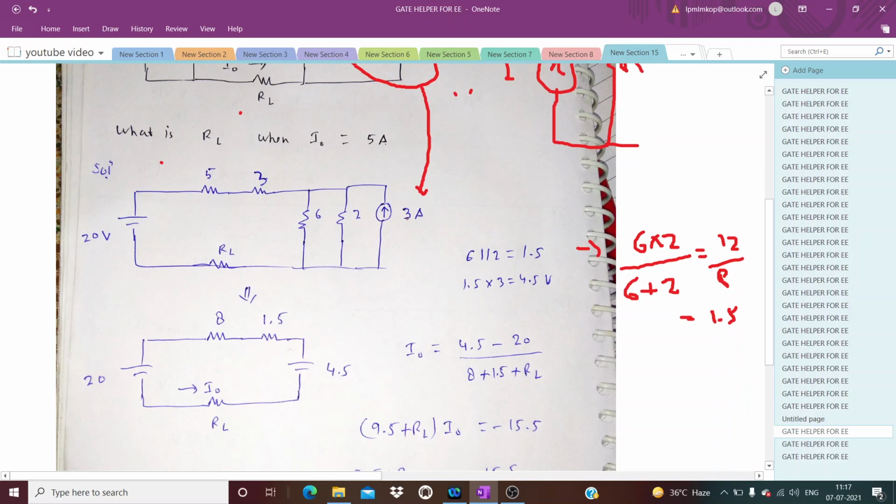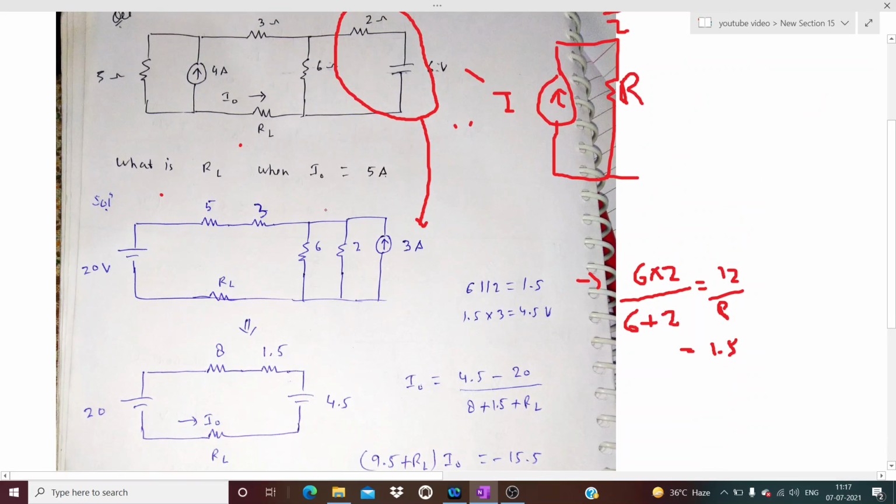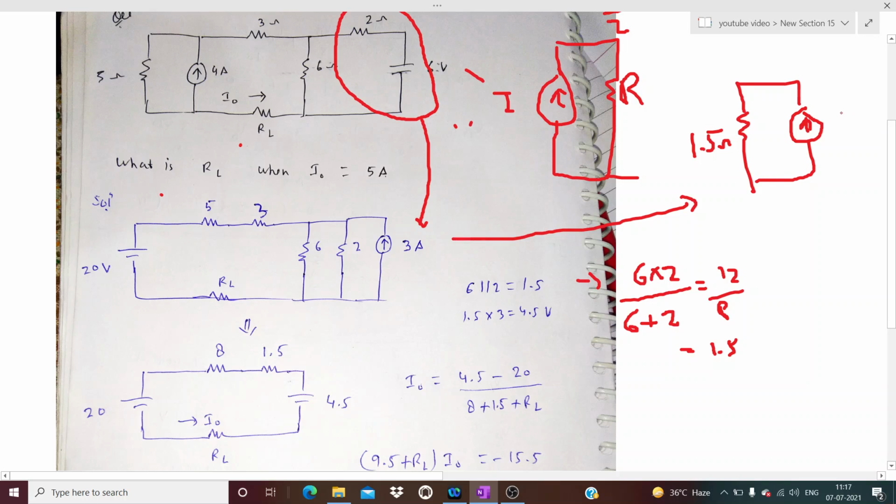Now again, if you see the equivalent circuit for this, what is this equivalent circuit? The equivalent circuit will be like this: we have a 1.5 ohm resistance. What is this 1.5 ohm resistance? This is the parallel combination of 6 ohm and 2 ohm, and we have a current source of 3 ampere. Now this current source again can be converted into a voltage source.